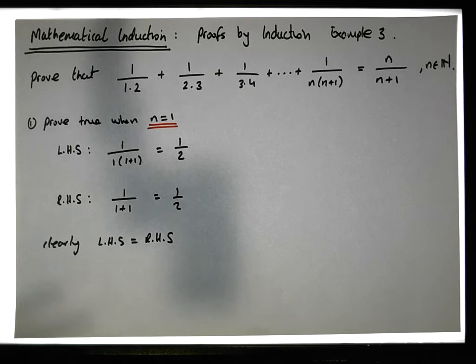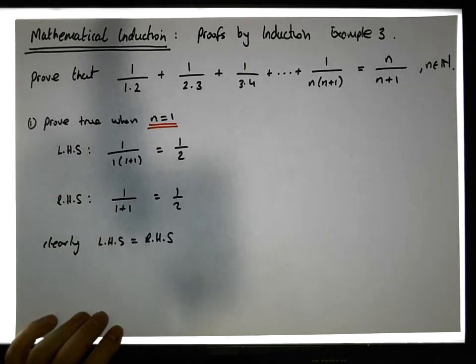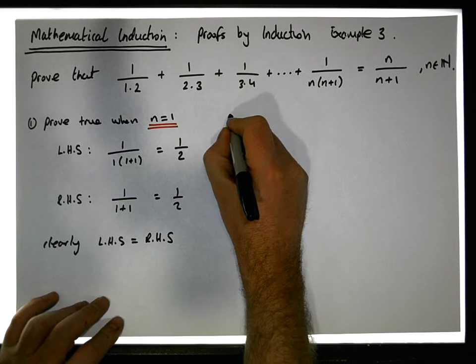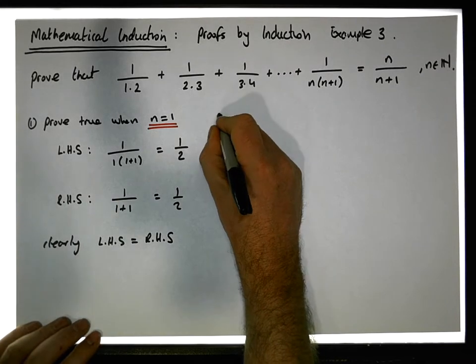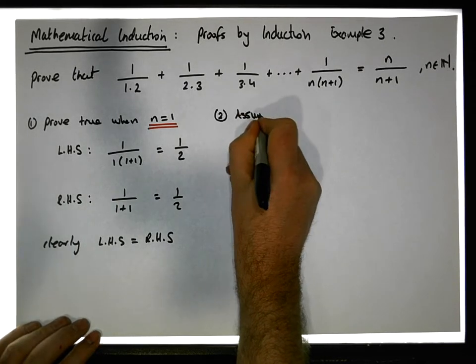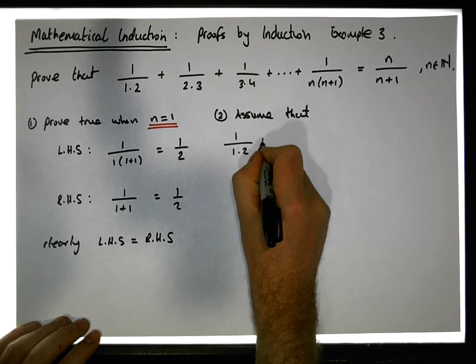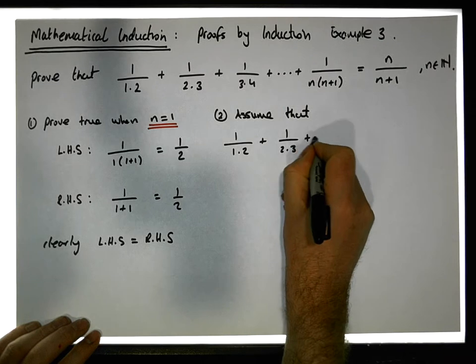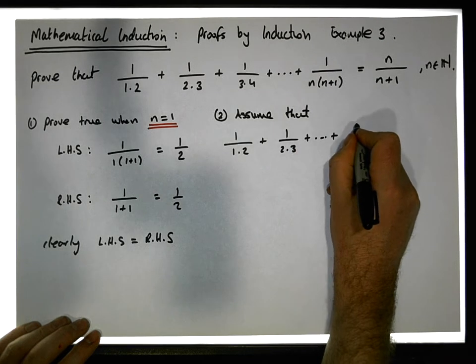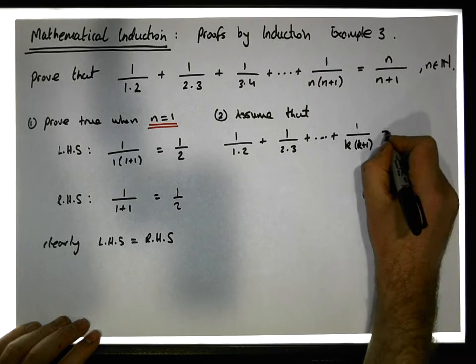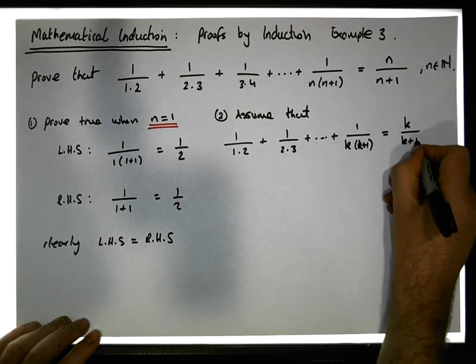Okay, the next part of this inductive process is to assume that this is true for all numbers up to a specific value, and the general value that we're going to choose is k. So let's say part 2, we're going to assume that 1 over 1 times 2 plus 1 over 2 times 3 plus all the way through to the nth term plus 1 over k times k plus 1 is equal to k over k plus 1. We'll assume that this is true.